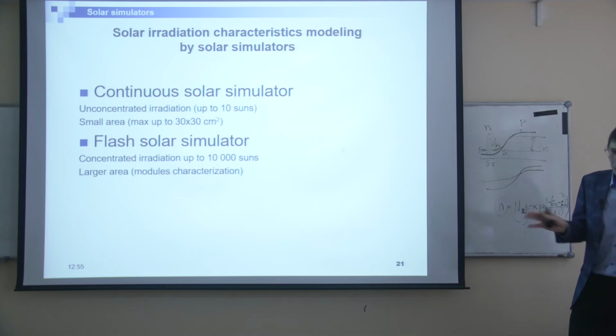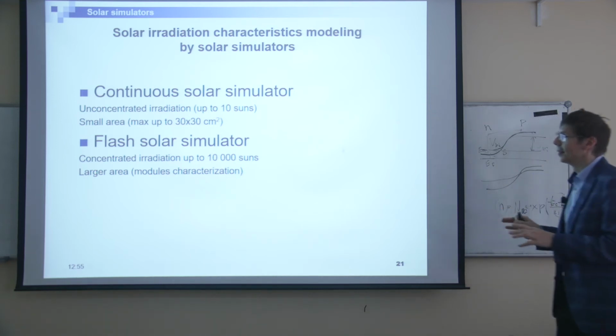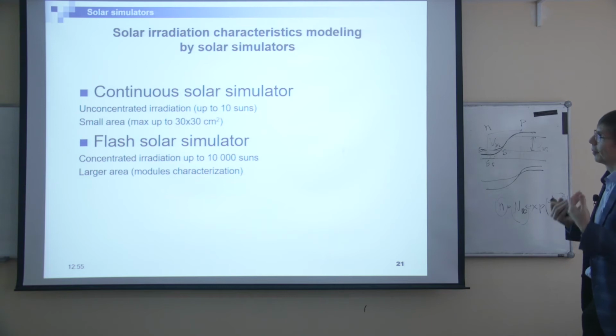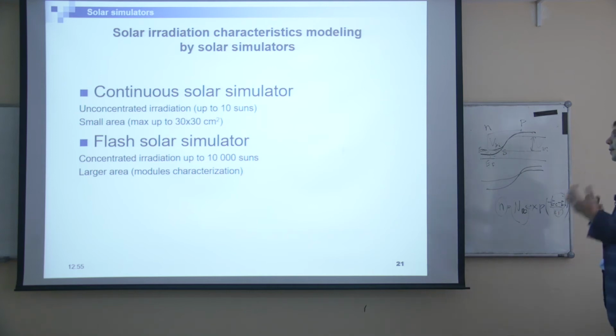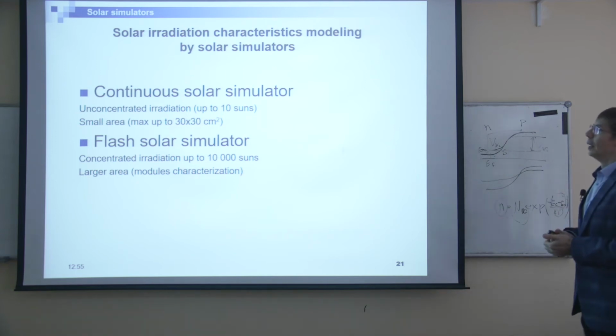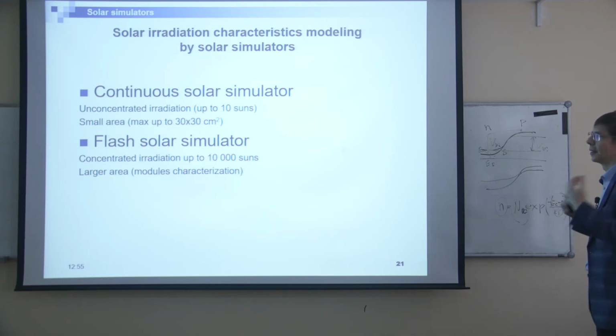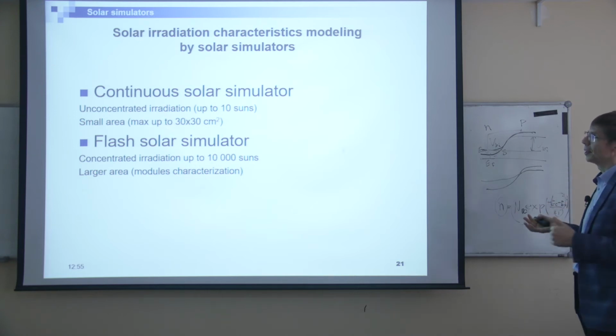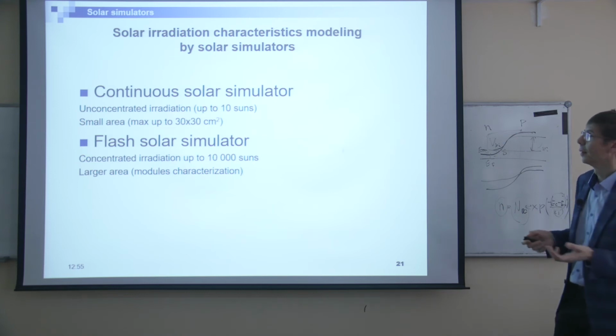So for temperature, more or less clear, but how can we produce this solar light? Let's say this, even a standard spectrum. Of course the most part of the measurements is done using indoor measurements, using special devices which are called the solar simulator. And in general we can select two types of solar simulator. It's a continuous light and flash solar simulator.